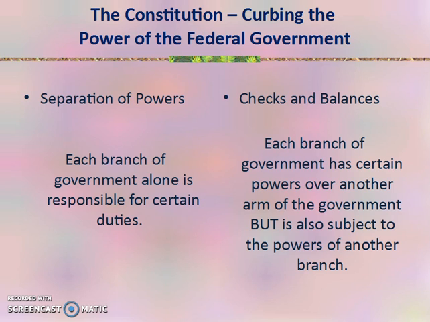And then another way, the so-called Founding Fathers created a constitution in which they wanted to make sure no one branch got too powerful, was through the concept of checks and balances, where each branch of government has certain powers over another branch, but at the same time, that branch also is subject to the powers of another branch. So I'll give you some examples of what I mean.